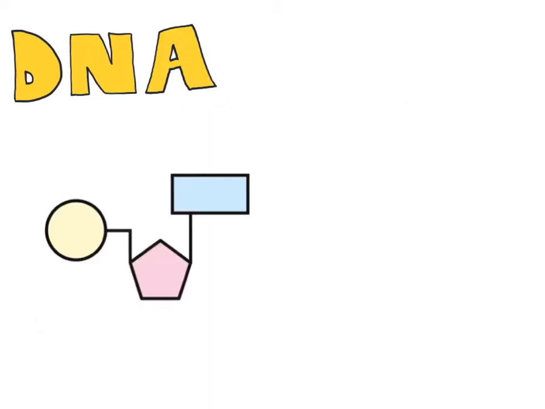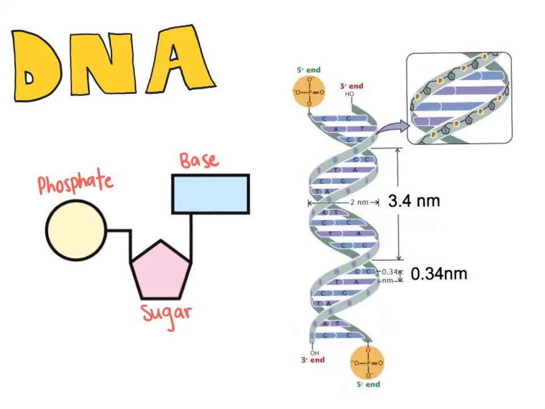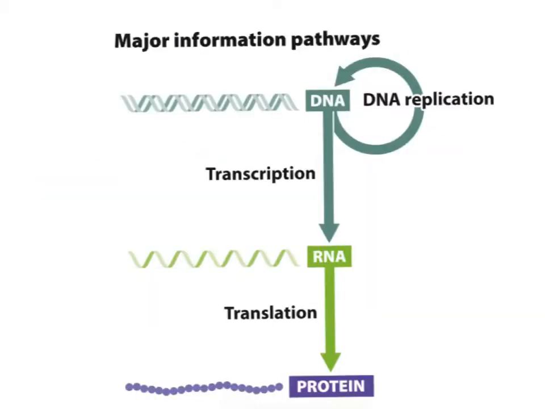DNA is made up of nucleotides, which are composed of a sugar, phosphate, and a base, that are held together by phosphodiester bonds. DNA replication is one of the three major information pathways in the central dogma of genetics. It is the process of copying a double-stranded DNA molecule to produce two identical daughter DNA molecules.